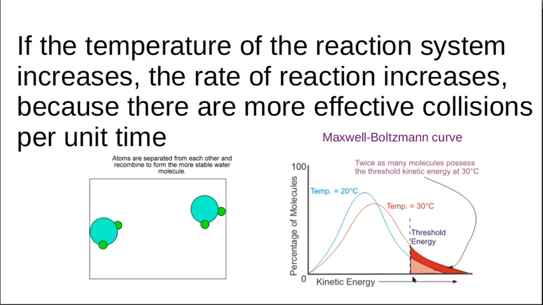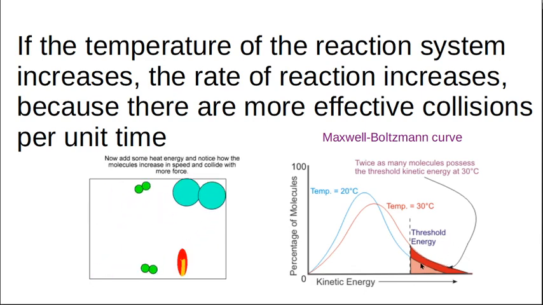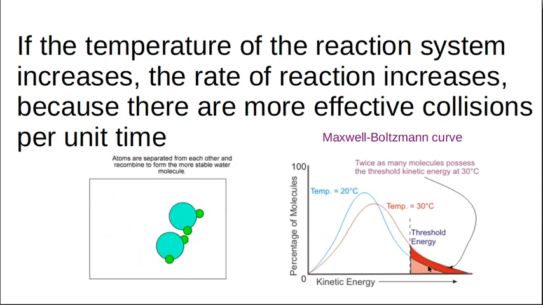So if you work this out mathematically with your lovely integration, differentiation, calculus rubbish, you will find out there's twice as many molecules at 30 degrees than there are at 20 degrees that have the activation energy. So the moment you heat up a reaction system, the rate of reaction increases because there are more particles with the minimum activation energy, and therefore there will be more effective collisions per unit time and reaction rate will increase.